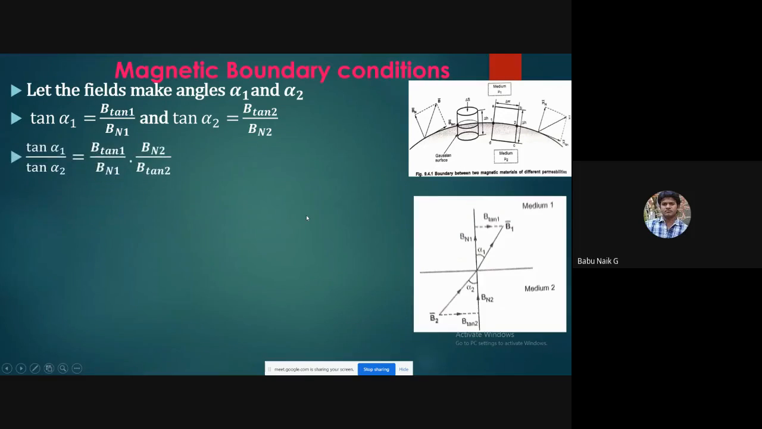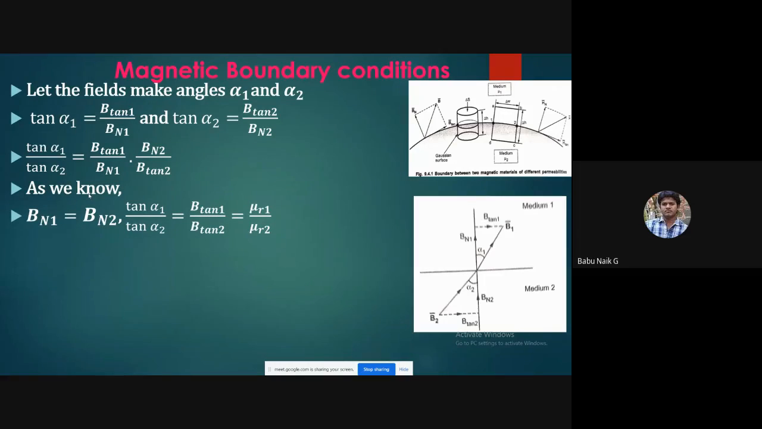Now after calculating this, you can calculate tan alpha 1 by tan alpha 2 and substitute here B tan 1 by Bn1, that is into here Bn2 by B tangential 2. Okay, so from this you can calculate the magnetic flux density normal to medium 1 and medium 2.